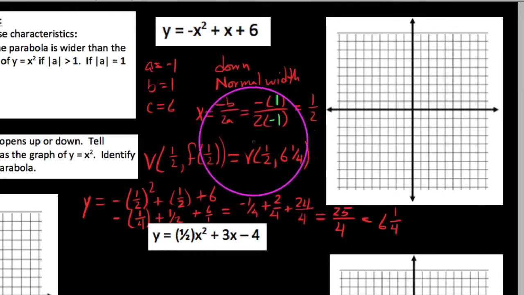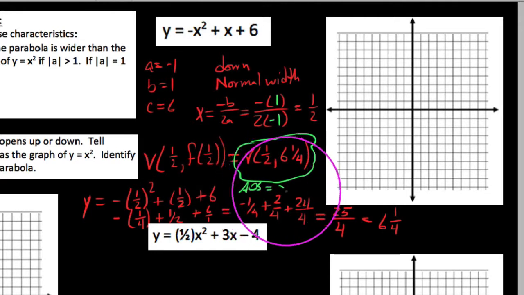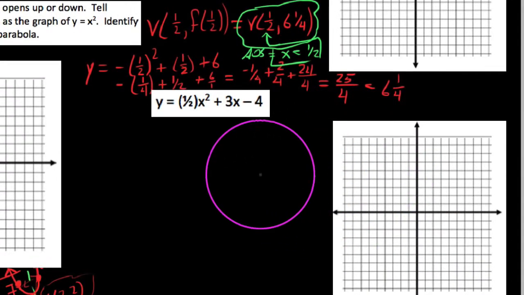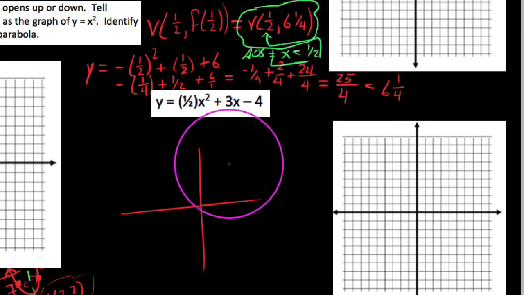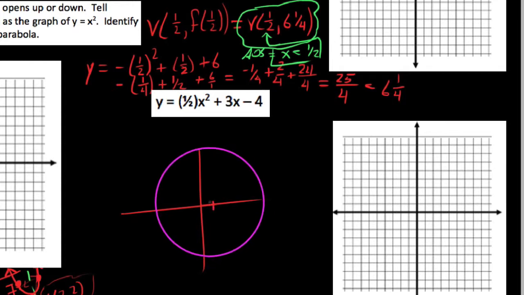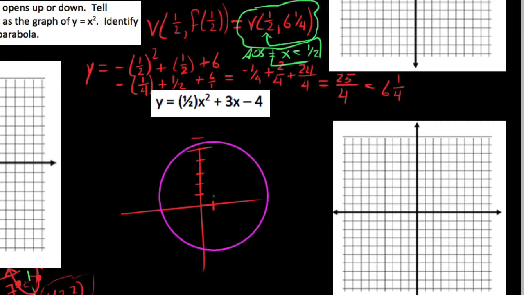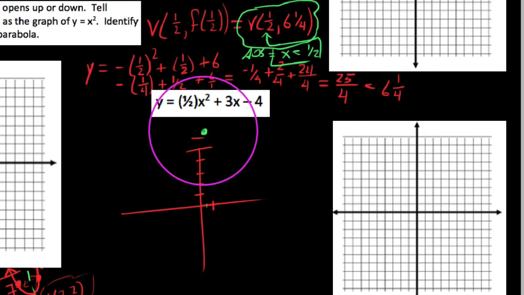So our vertex is at the point 1/2, comma, 6 1/4. And this also means then that our axis of symmetry, AOS, is at x equals a half, since it has the same x value as our vertex. So I'm going to use the space down here we reserved for this last graph, and we'll just make it this graph here. If we were to sketch this in, the vertex we found was at the point 1/2, comma, 6 1/4. So 1/2, which is about right here, comma, 6 1/4, so a little bit higher than 6.